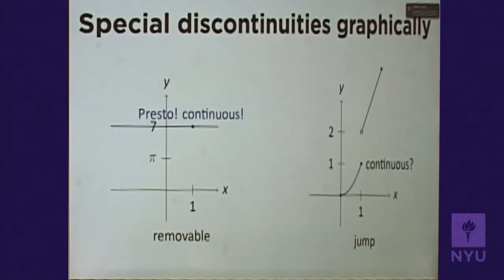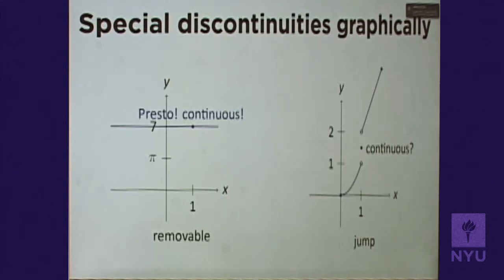Could we change f of 1 to be 2? Is the function continuous now? Well, no, it's not continuous now. We still haven't changed the fact that the limit as x goes to 1 does not exist. What if we split the difference and put f of 1 equal to 1.5? Is it true now that the function is continuous? No, it's still not true because we have not changed the fact that the limit as x goes to 1 does not exist.